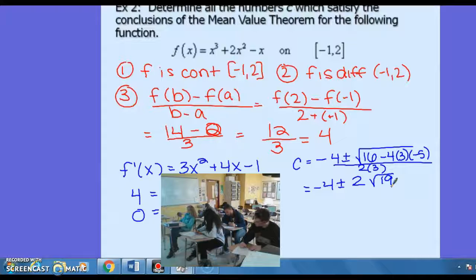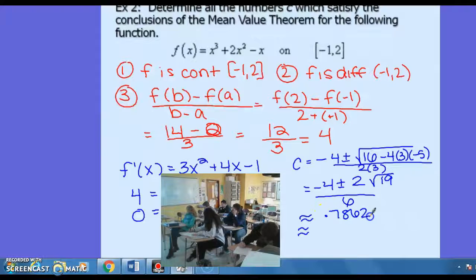Or 2 squared is 19. Is 76 divisible by 4? So the square root of 4 is 2. Oh, okay. Not that it matters. Because, once again, the only thing we care about is their approximation, because we want to know if their approximation is in that interval. So you do negative 4 plus 2 square roots of 19 all over 6. You should get 0.7862. And then do negative 4 minus 2 square roots of 19 all over 6.